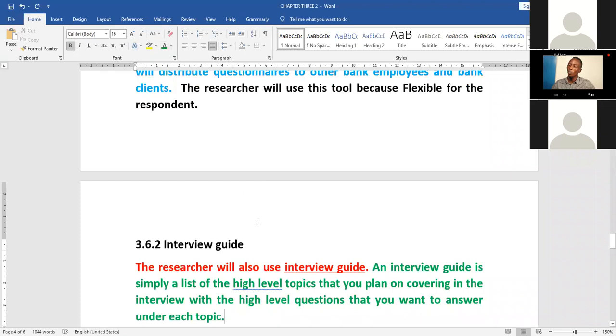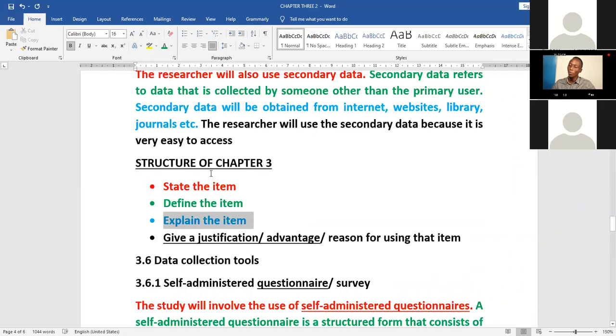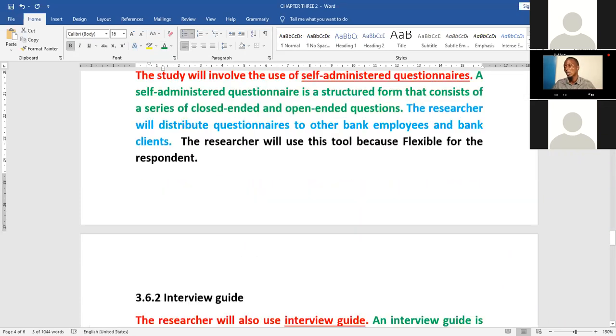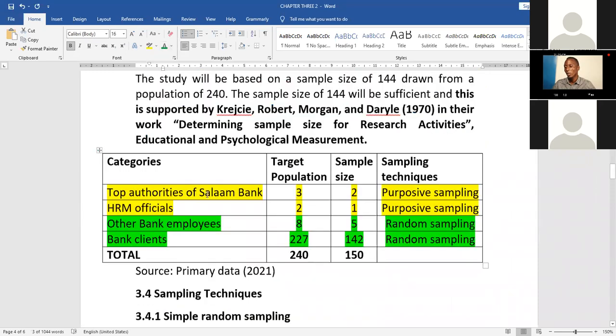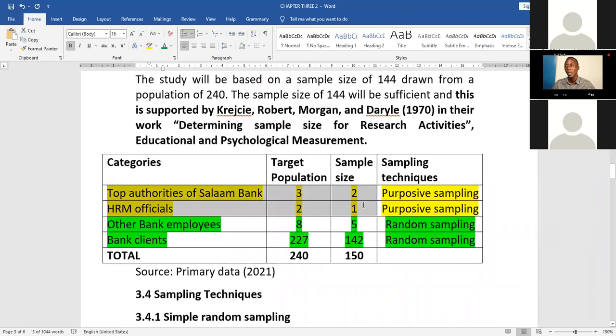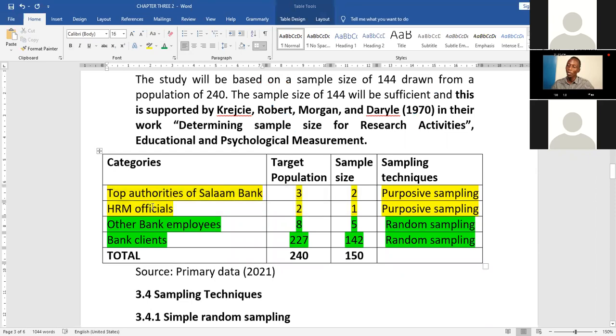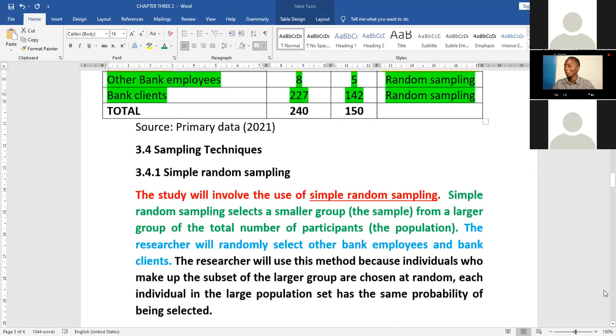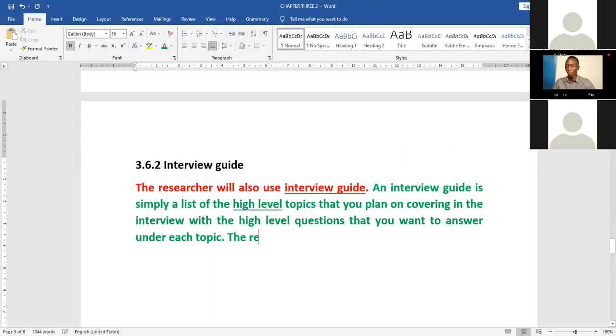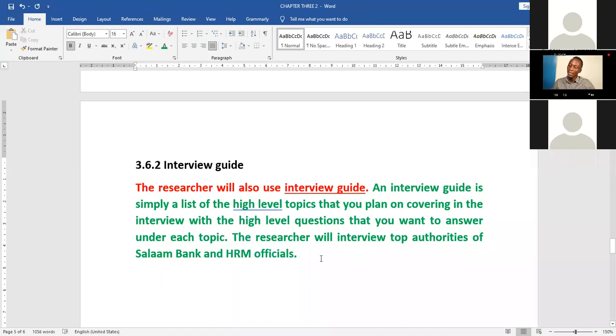The next thing is supposed to be explaining the item. So how are you supposed to explain the interview guide? You're supposed to go back to the table above and look for the categories where you're going to use the interview guide. So we are going to be interviewing two categories: the top authorities of Salama Bank and the human resource officials. So we come here and say that the researcher will interview the top authorities of Salama Bank and the human resource officials of the bank. So that is explaining the item.